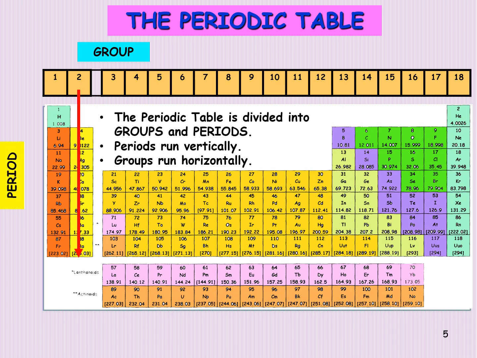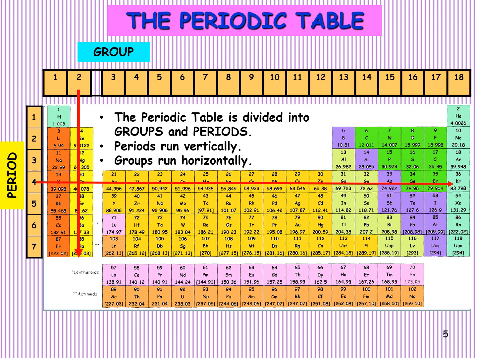The rows are called periods. There are 7 periods, numbered from 1 to 7. Period 1 only has 2 elements that are hydrogen and helium. Periods 2 and 3 have 8 elements each. How many elements are found in period 5?